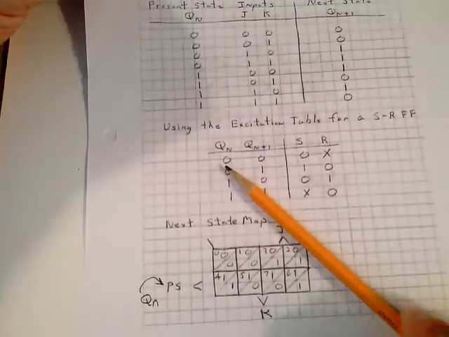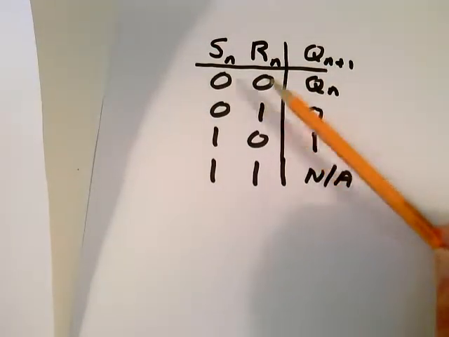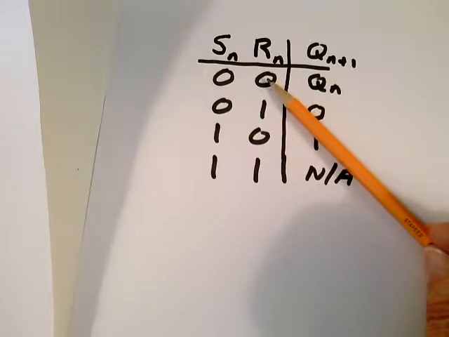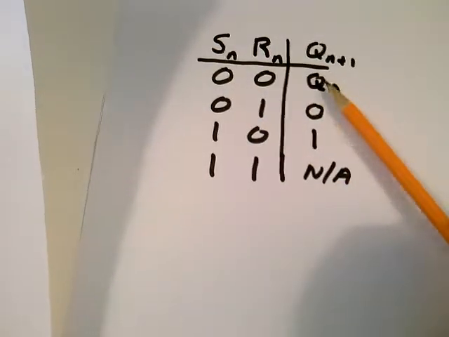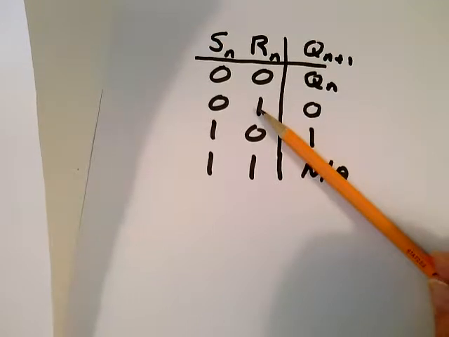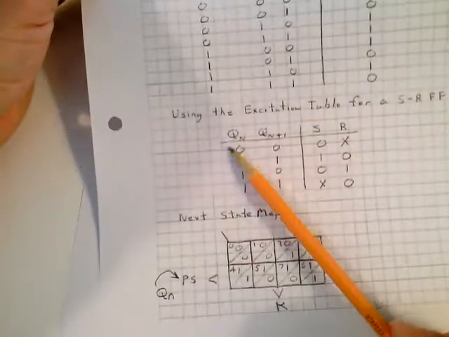And if you take a look, if you have a 0 on the output and you want to stay at 0, well, S has to be 0. And it doesn't make any difference what R is. Because if R is a 0, it's a no change. And if R's a 1, and you get a 0, 1, that's a reset. So either way, you're going to stay at 0. Let's do the next one.